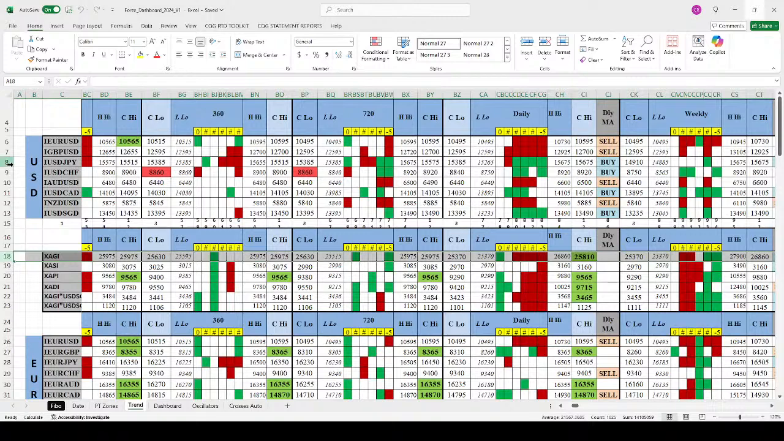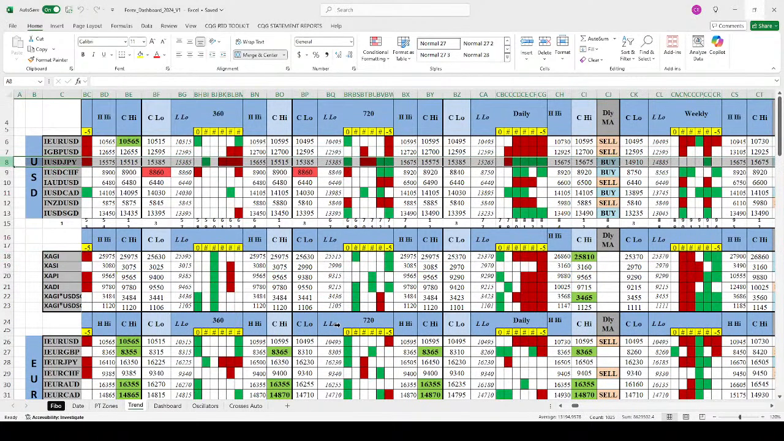Okay, we need to know the trend control. Then we need to know the trade identifying. That means, you know, what is expected today. That means how the market is expected to move. That's what we call trade identifying.